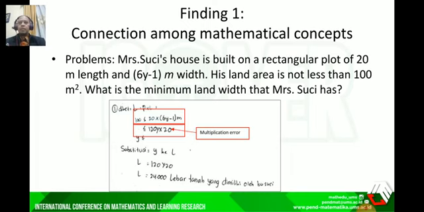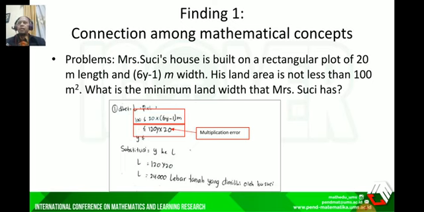In the first problem, Mr. Suchi's house is built on a rectangular plot of 20 meters length and (6y minus 1) meters width. This land area is not less than 100 square meters. What is the minimum land width of Mr. Suchi's? This problem is to reveal the ability of connection between mathematical concepts, namely the linear inequality of one variable with the area of a rectangle in geometry.